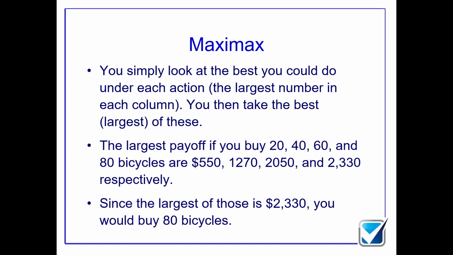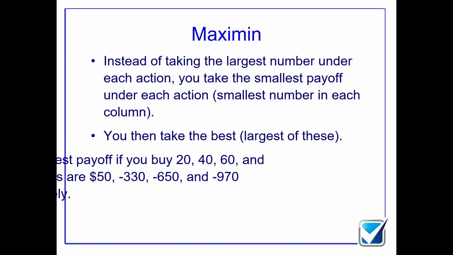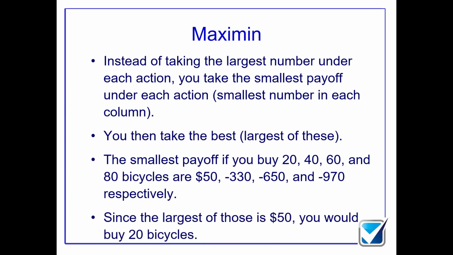Now, that isn't always going to be the case. And if your risk appetite is very much risk averse, I'm going to go for Maxi Min. And with regard to Maxi Min, what we do is we look at the worst case scenario. So instead of taking the biggest number under each action, we look at the smallest number under each of our actions. So the smallest number in each column. We then take the best of those smallest numbers. Now, if we were to buy 20 bicycles, 40 bicycles, 60 bicycles, and 80 bicycles, the overall returns are positive 50, then negative, negative, negative.